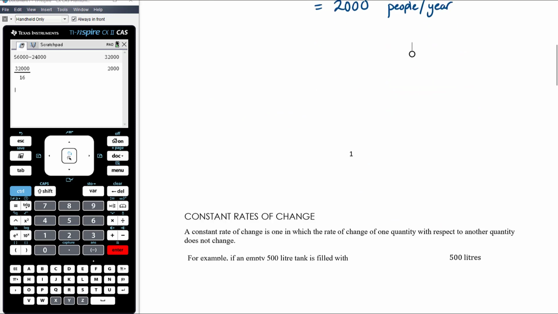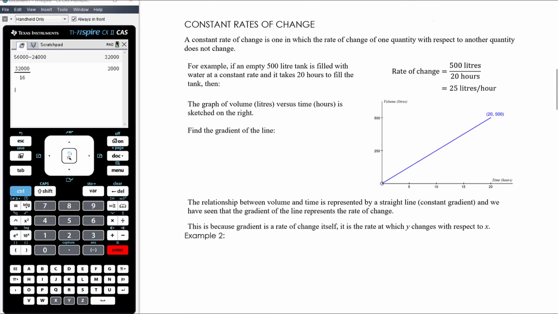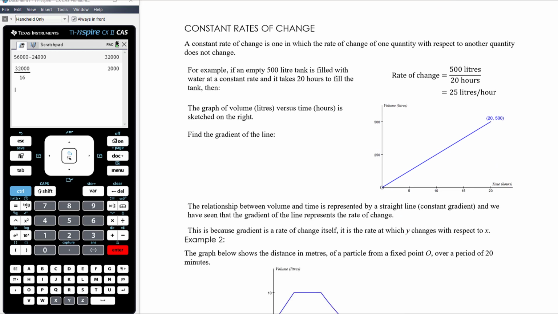Okay, so let's talk about this idea of when we have constant rate of change. A constant rate of change is one in which the rate of change of one quantity with respect to another quantity does not change. Rate of change does not change. Okay, that's a slightly confusing sentence.